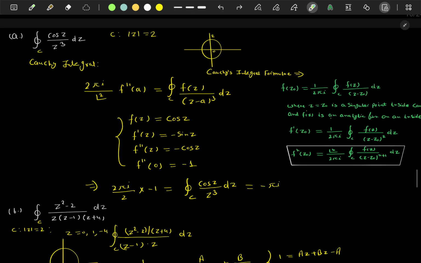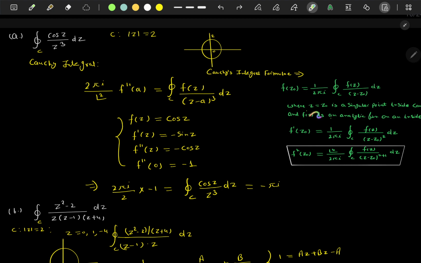So how can we solve it? We know that the Cauchy integral formula is: if a function is analytic and z naught is a problematic point, then the value of the function at that point will be 1 upon 2 pi iota times the integral of f of z by z minus z naught dz. So from this formula we can calculate the value of the complex integration as 2 pi iota times f of z naught.